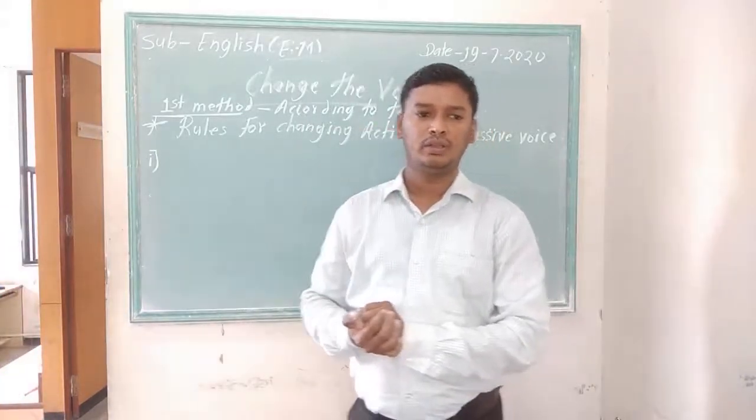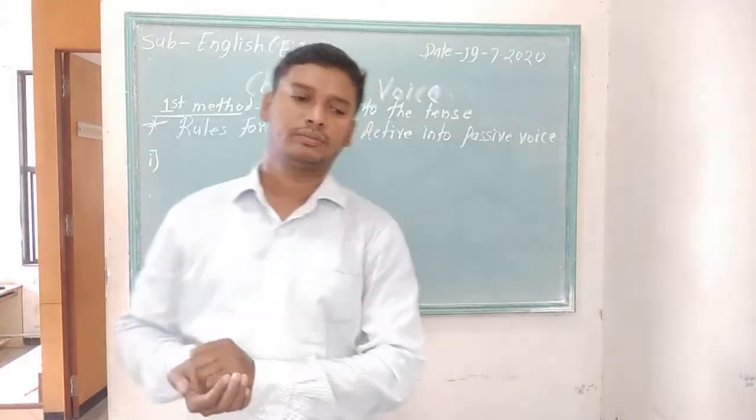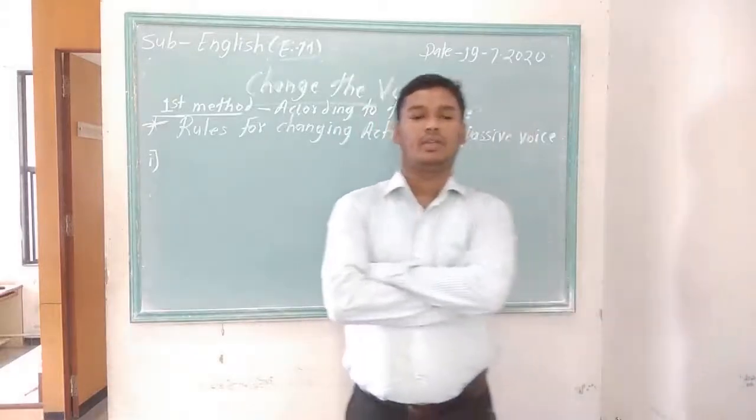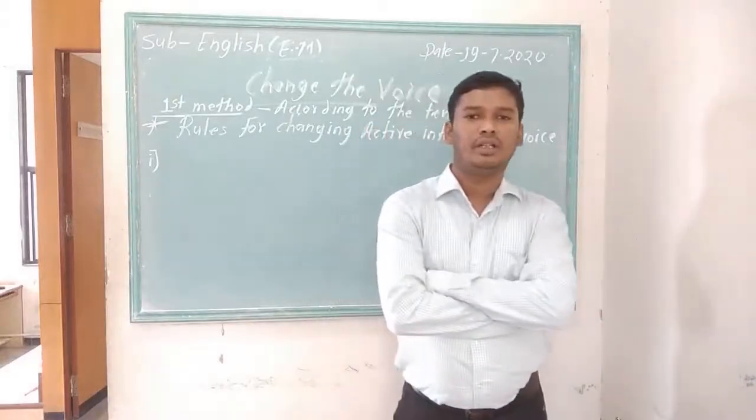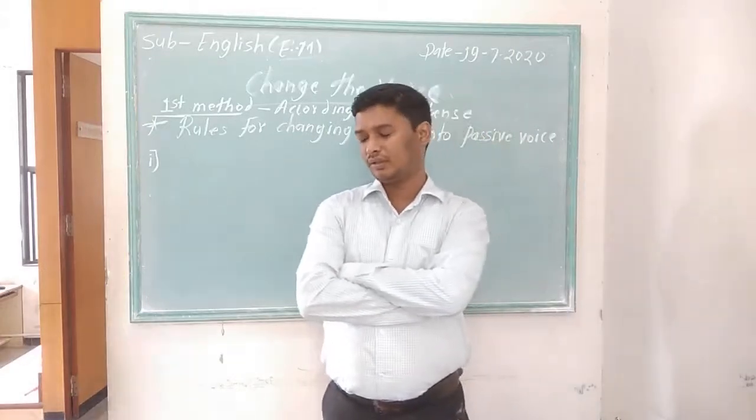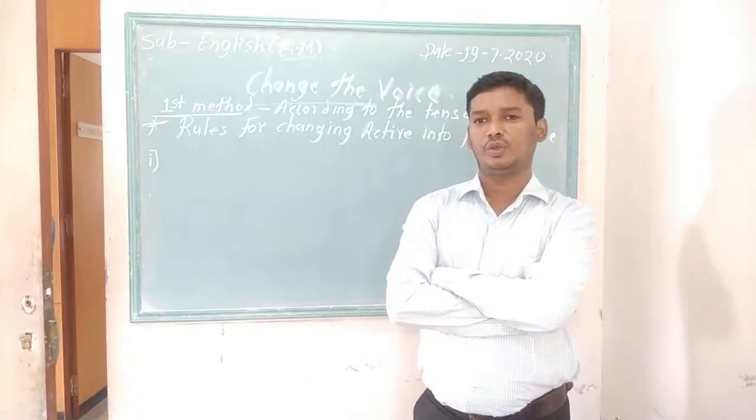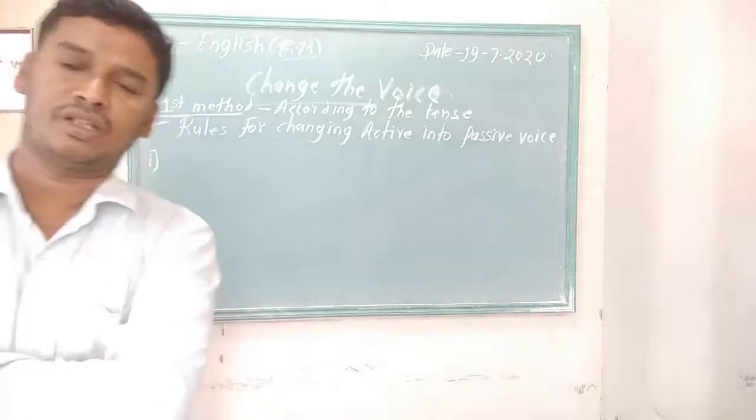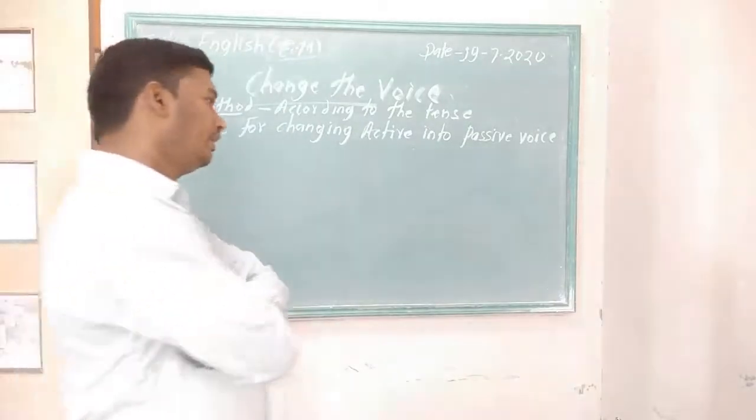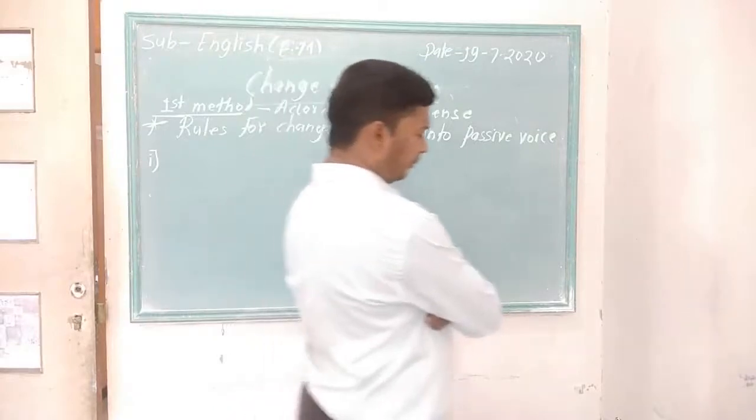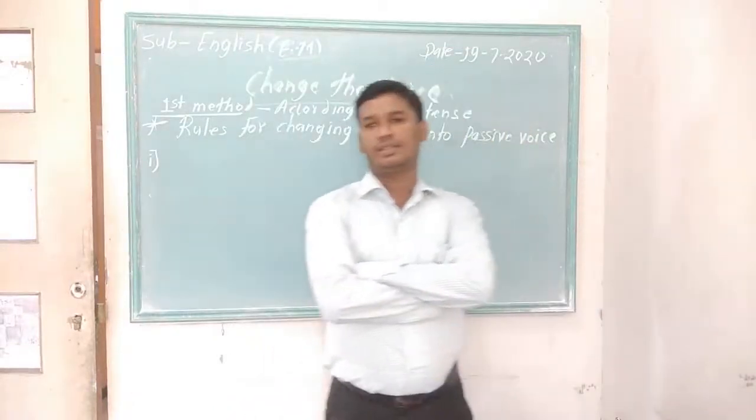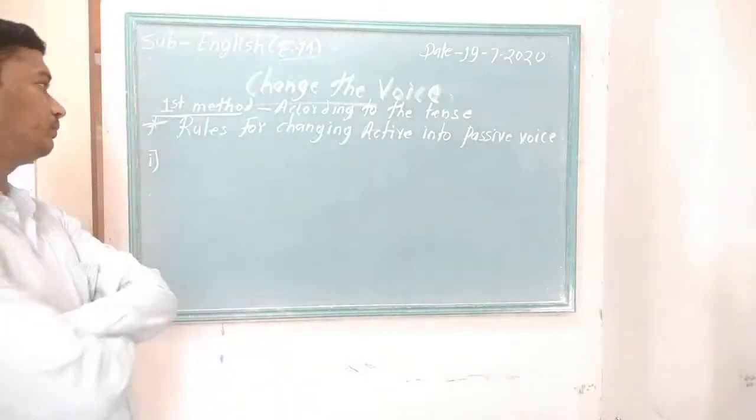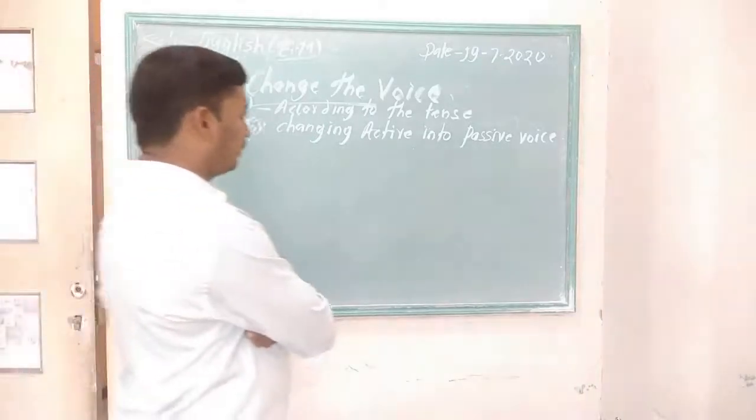Take the second rule. Write that object at the place of the subject. Put object into single inverted commas, at the place of subject, put subject into single inverted commas, in the passive voice sentence. Full stop.